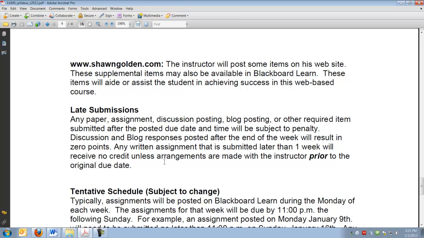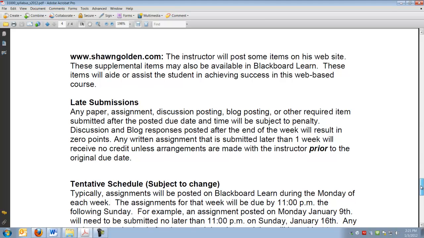Late submissions. If a paper, assignment, or discussion posting or blog posting are submitted after the due date, they'll be subject to penalties. As mentioned, discussions and blogs more than a week late will result in 0. Papers can be turned in up to 1 week late. Anything after 1 week will result in 0 credit, no credit, unless you make prior arrangements with me before something does occur.